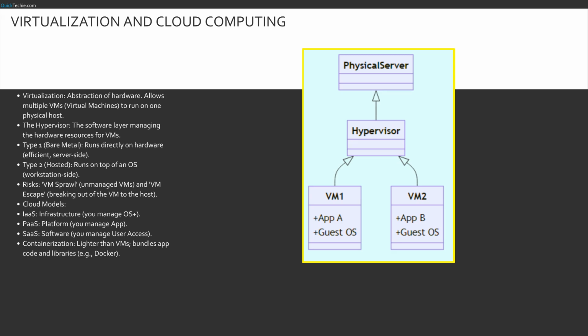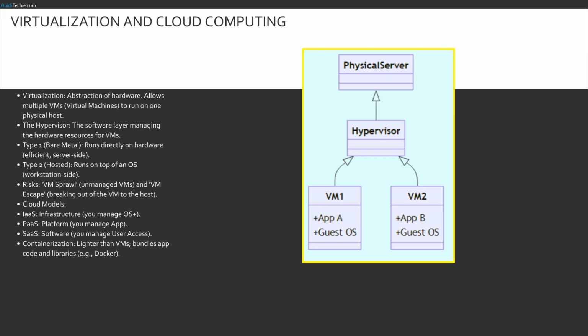Modern IT relies on virtualization. This technology uses a hypervisor to slice one physical server into multiple virtual machines, VMs. Type 1 hypervisors run directly on hardware and are standard for data centers. Type 2 run on your laptop OS. Virtualization brings efficiency, but introduces risks like VM sprawl, where VMs are created and forgotten, becoming unpatched security holes.